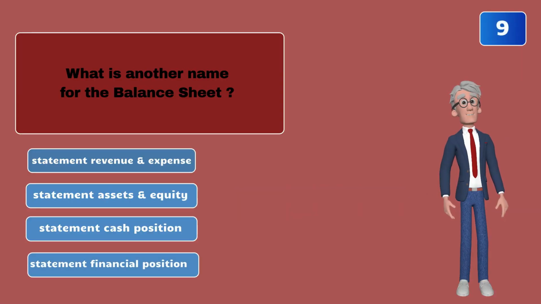What is another name for the balance sheet? Statement of revenues and expenses, statement of assets and equity, statement of cash position, statement of financial position.